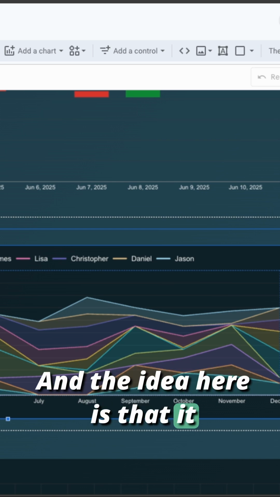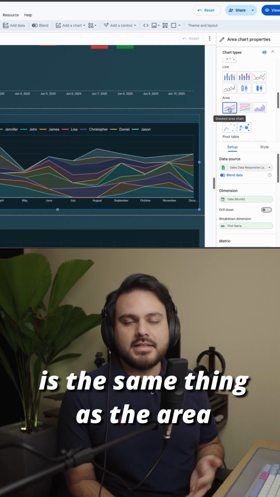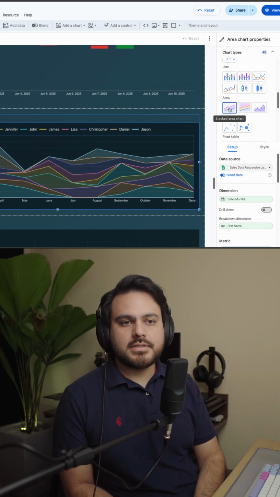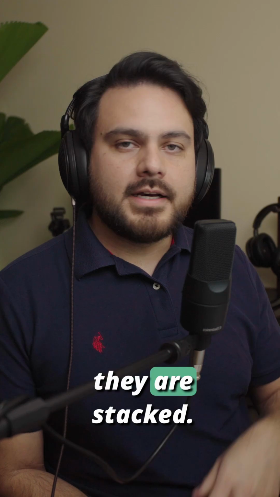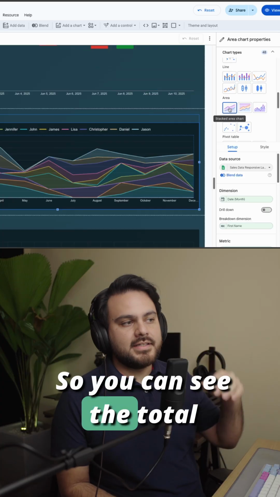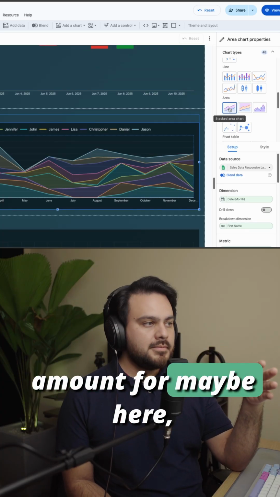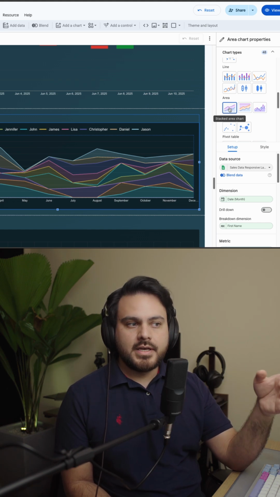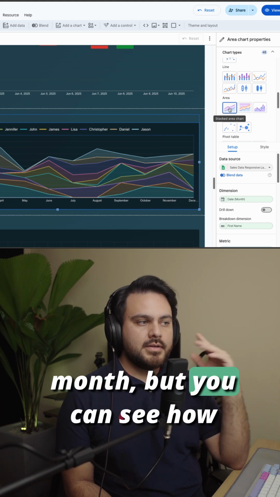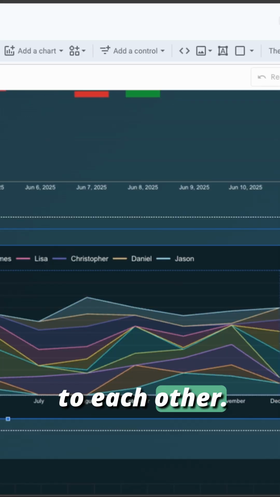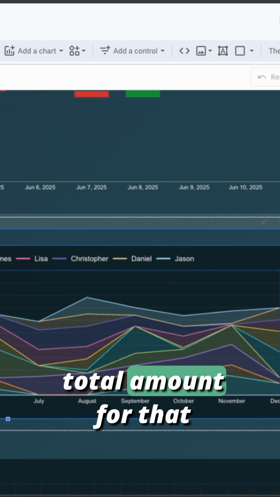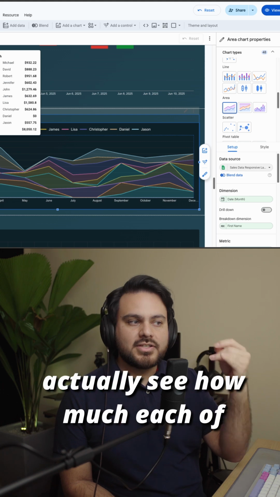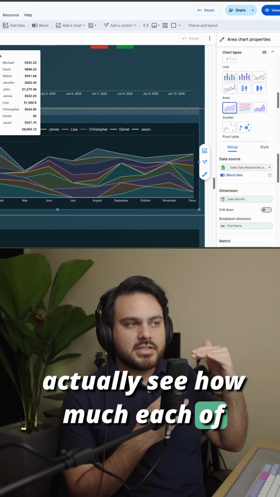And the idea here is that it is the same thing as the area chart, but instead of overlapping all the metrics or the categories or variables, they are stacked, so you can see the total amount. Maybe here we have the over-time type of area chart, so you can see month by month, but you can see how that is stacked to each other. So this will give you the total amount for that specific month, but also the area chart allows you to actually see how much each of those contributed.